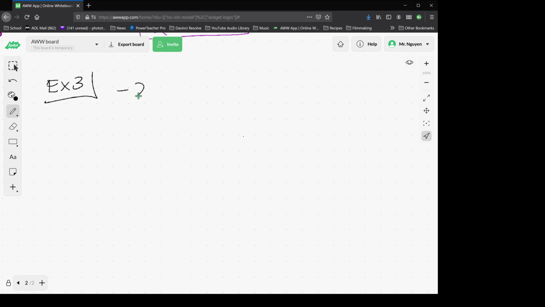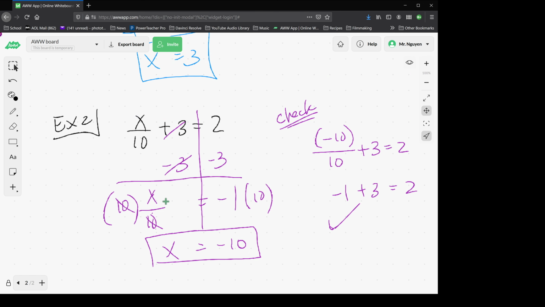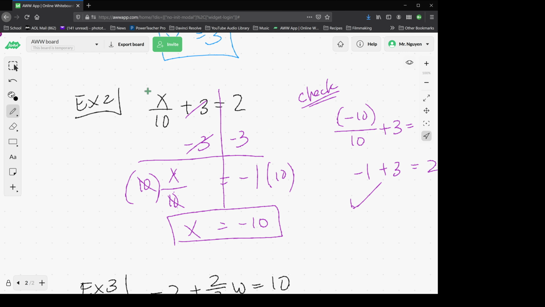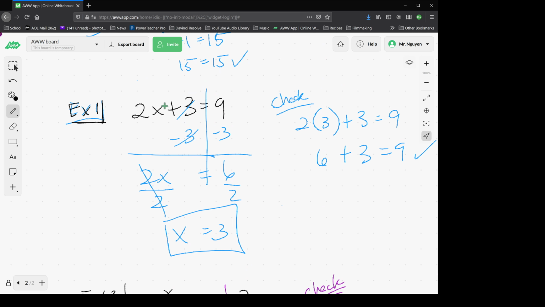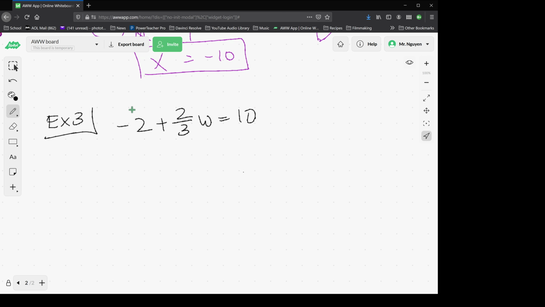So you have negative 2 plus 2/3 w is equal to 10. Now this is placed in a different way than this. Prior to this point, all the variables go first and then the number second, right? Even here, the variables go first and then the number second. This here has the number first and then the variable second. But it doesn't matter, because like I was saying earlier, this term is what stays together. You need to get rid of the other thing. Okay? The variable is what you're solving for.